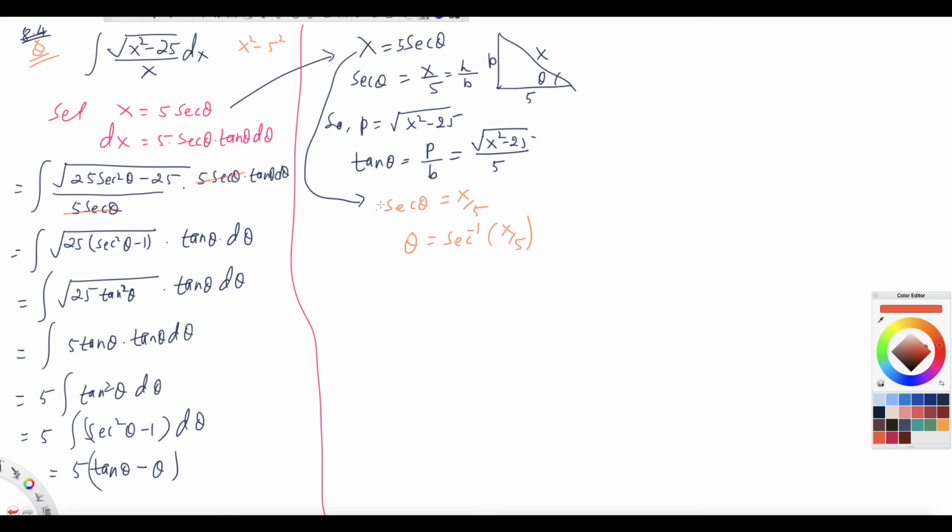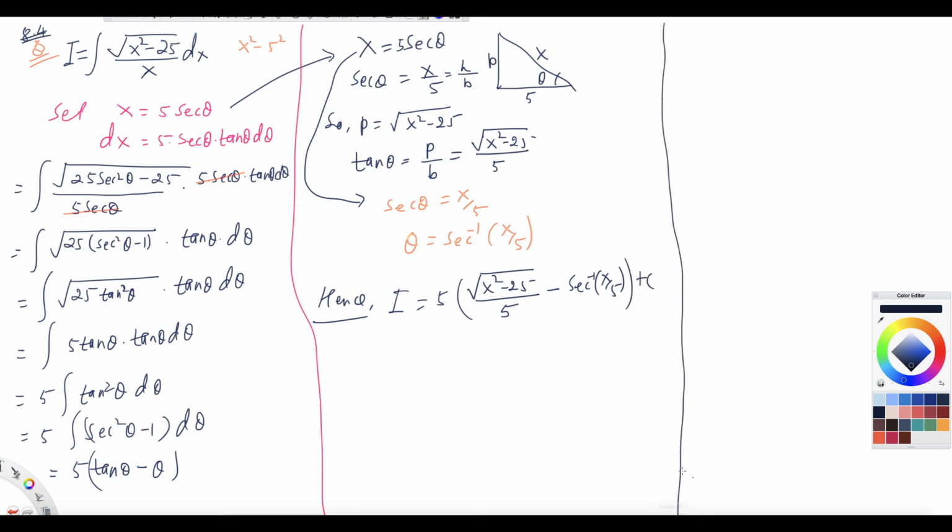If you take secant inverse, or arc secant, on both sides, that's what you get for theta. So what is the final answer then? Hence the integral I equals 5 times tangent theta, which is the square root of x square minus 25 over 5, where the root is only on the top, minus theta, which is secant inverse of x over 5, plus c. That is the final answer. This was not very bad, but it is kind of long. But here you didn't have to do the substitution twice like in the previous example.